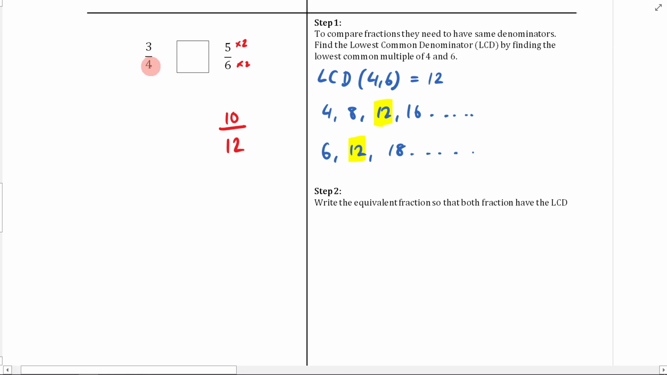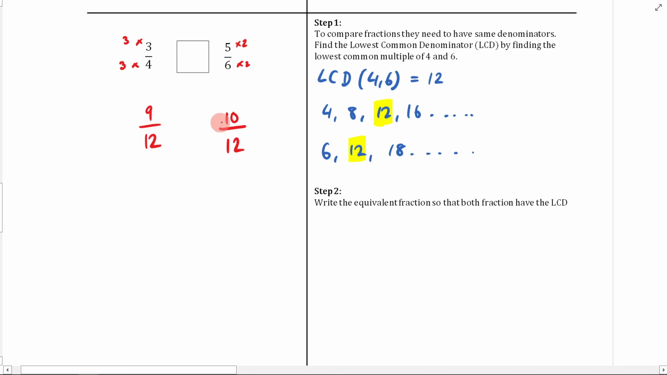Then we'll do the same over here. I want to make the denominator 12. So 4 times what is 12 is going to have to be 3. And then up here, it has to be 3 as well. So that means I'm going to end up with 3 3s are 9 and 4 3s are 12.